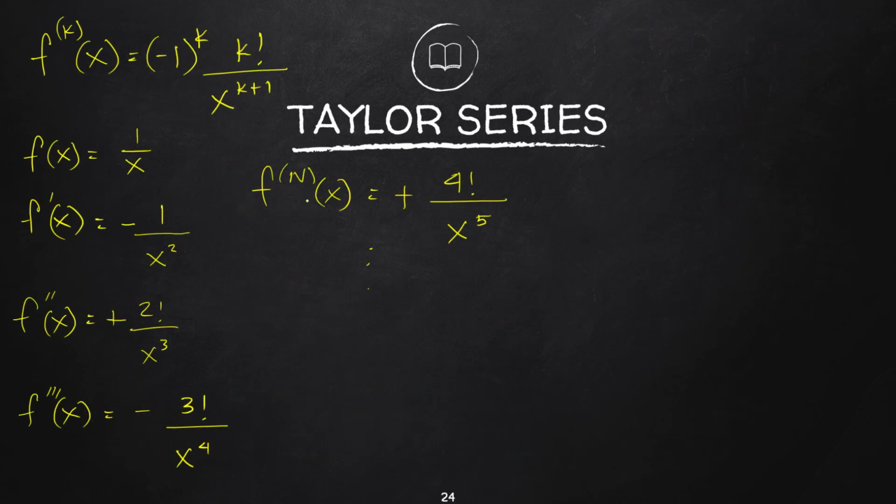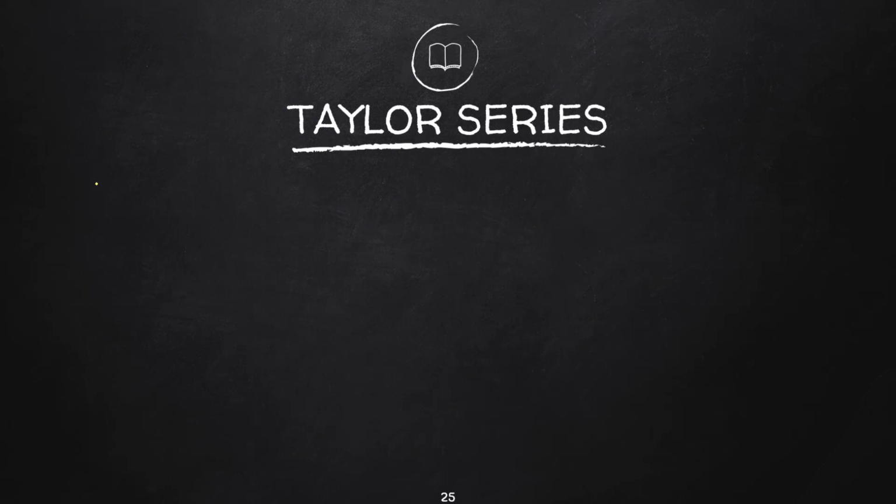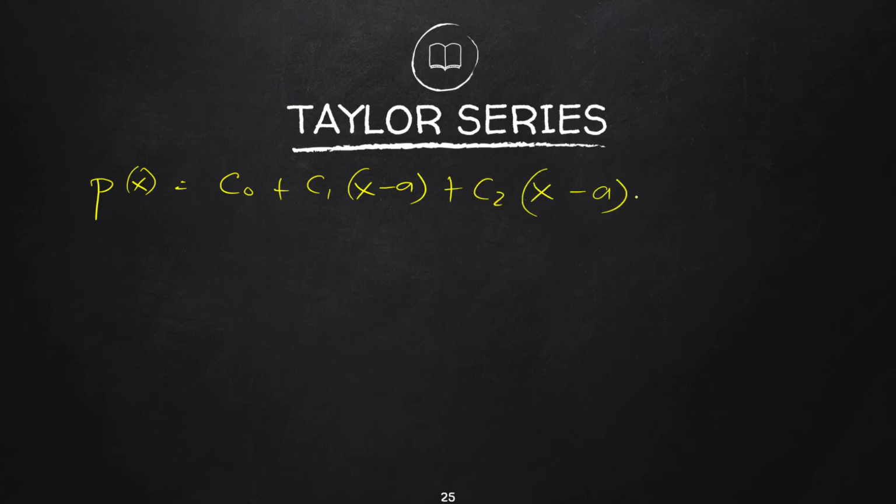So if you will evaluate and look for the value, derivatives evaluated at x is equal to a. For your approximating function, we have p of x is equal to c sub 0 plus c sub 1 (x minus a) plus c sub 2 (x minus a) squared plus c sub 3 (x minus a) raised to 3 and so on.